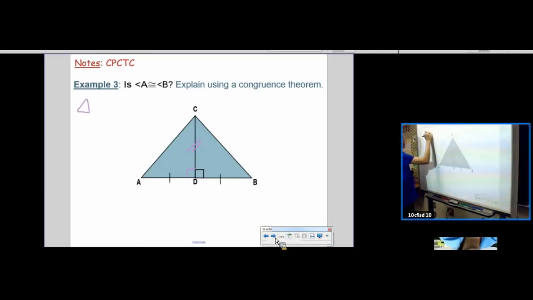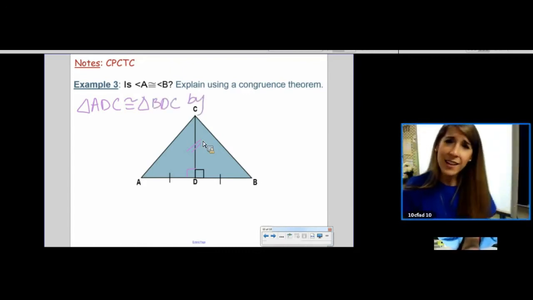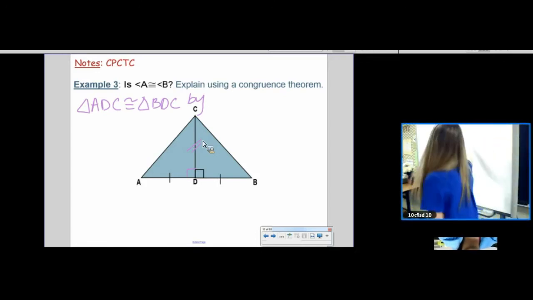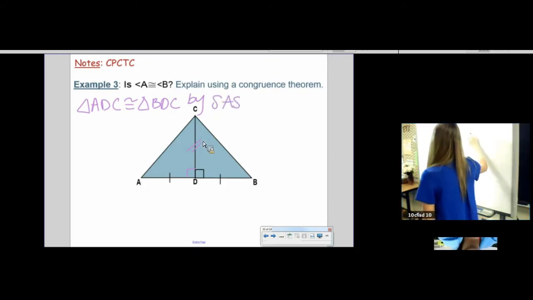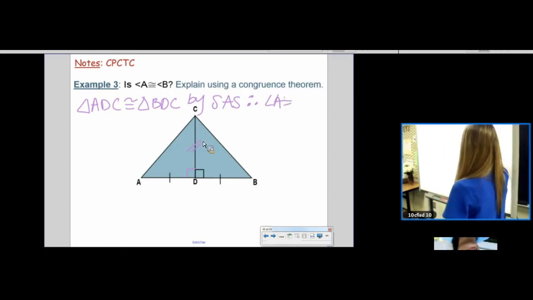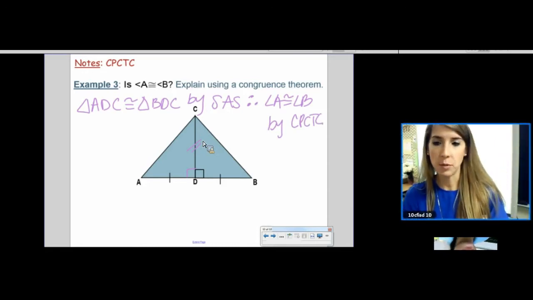Now we can make a statement. Triangle A, B, nope, not triangle ABC. Got too used to that. Triangle ADC is congruent to triangle BDC by, is it hypotenuse leg? Be careful, just because it's a right triangle doesn't mean it's hypotenuse leg. No, it's side angle side. Therefore, angle A is totally congruent to angle B by CPCTC. And we are literally doing one-sentence proofs here, people.